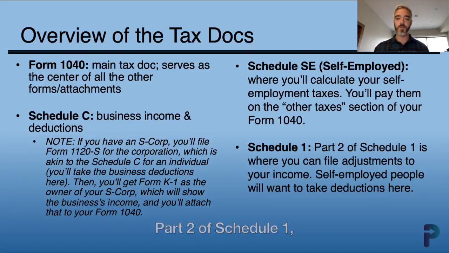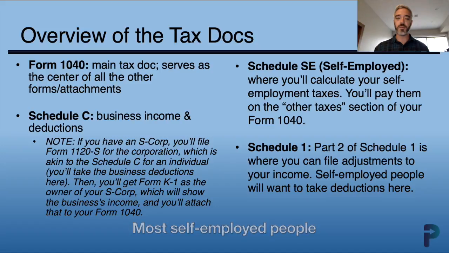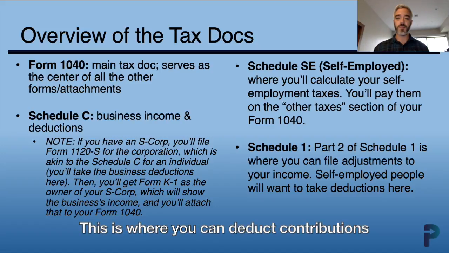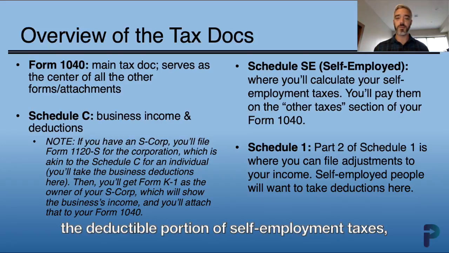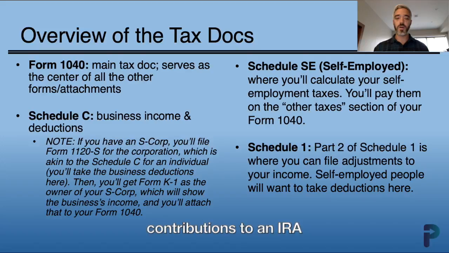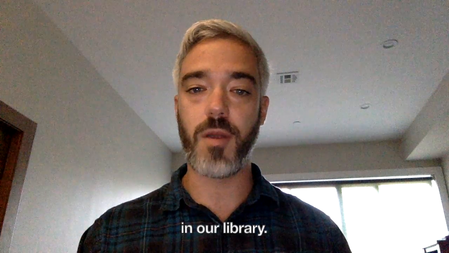Part 2 of Schedule 1 is where you can file adjustments to your income. Most self-employed people will want to take deductions here. This is where you can deduct contributions to a health savings account, or HSA, the deductible portion of self-employment taxes, contribution to an IRA or other retirement savings vehicles, among other things. We have an overview of the other schedules in our library.